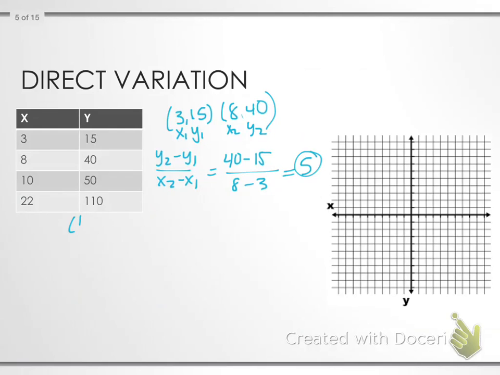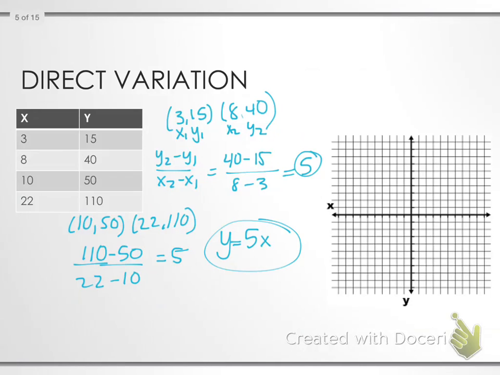So now let's check the bottom two here. So 10, 50, and 22, 110. So this one I would do 110 minus 50 over 22 minus 10, okay, which is also 5. So the way that we would write this equation is y equals 5 times x. It's kind of like our slope here that's going in for the k, that change.